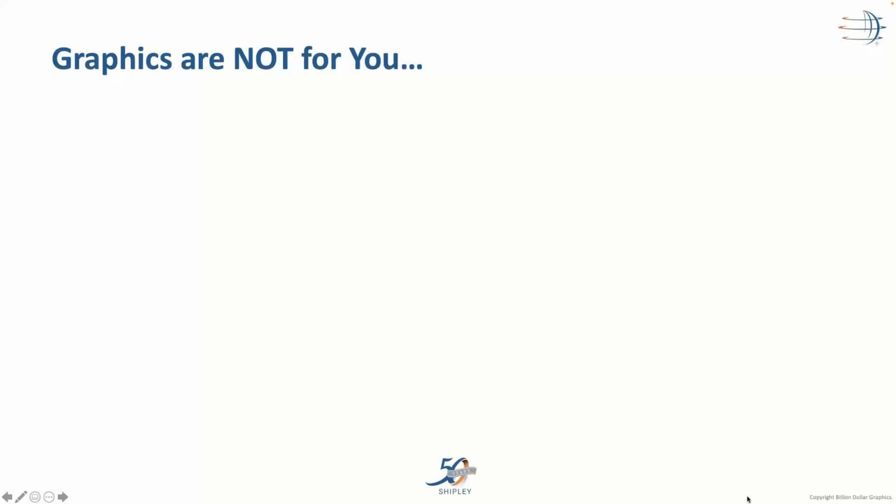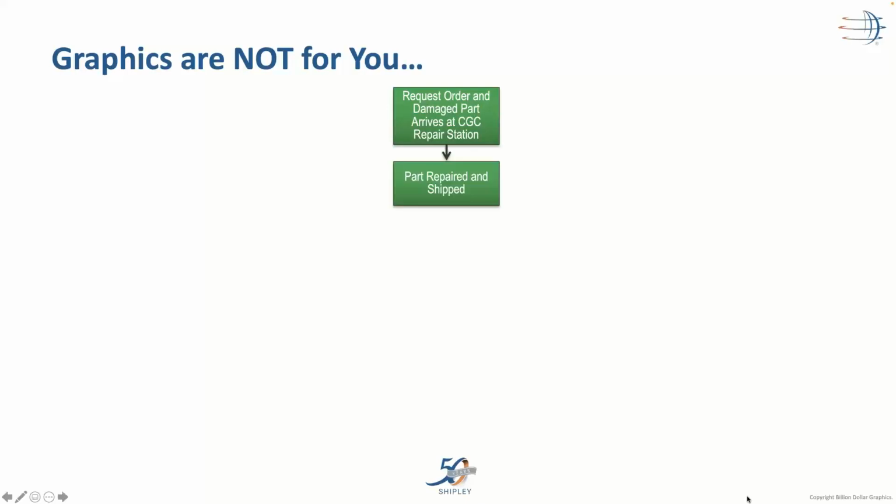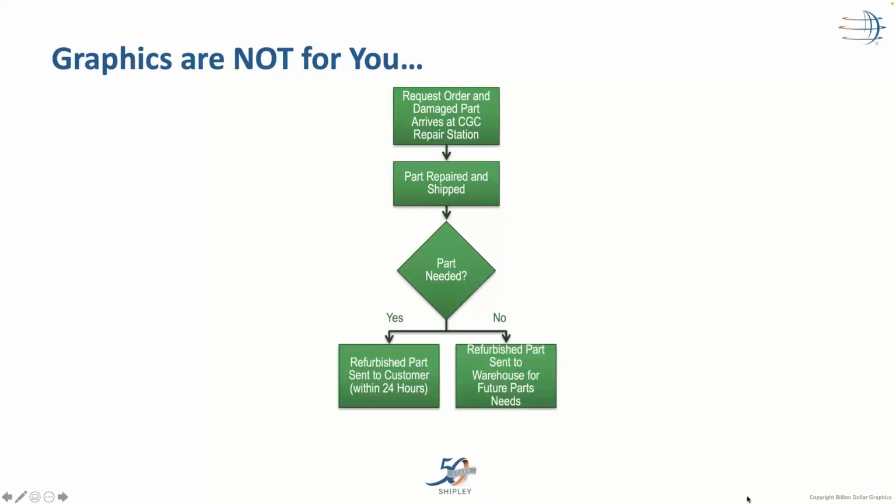So I'm going to ask you a question. Let's say we have a process. So the first thing that happens is the request order and the damaged part comes into the CGC repair station. The part is repaired and shipped. Is the part needed? If yes, then the refurbished part goes to the customer within 24 hours. If no, then the refurbished part goes to the warehouse for future needs. Now that is a process diagram. That's a very traditional process diagram.